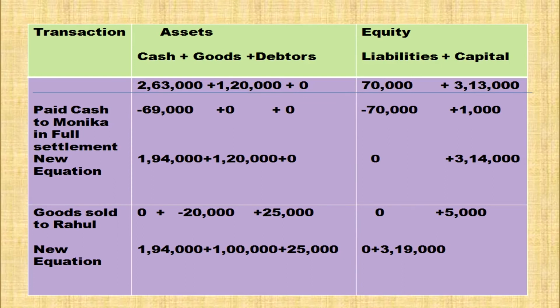Then, the new accounting equation should be written after deducting 20,000 from the goods and adding 25,000 from debtors and adding 5,000 from the capital. The new accounting equation is like this. Cash worth rupees 1,94,000, goods worth rupees 1 lakh and debtors worth rupees 25,000. So, the value on the asset side is 3,19,000. On the liability side, liabilities plus capital, it will come to 3,19,000.